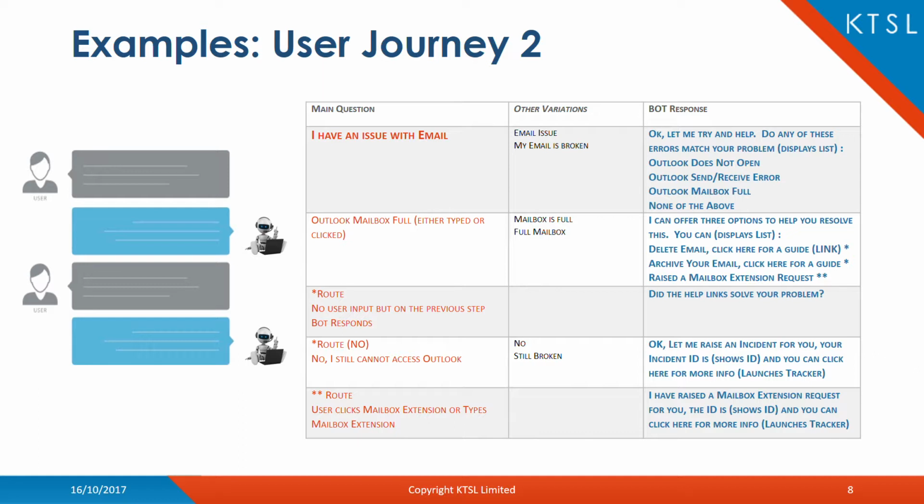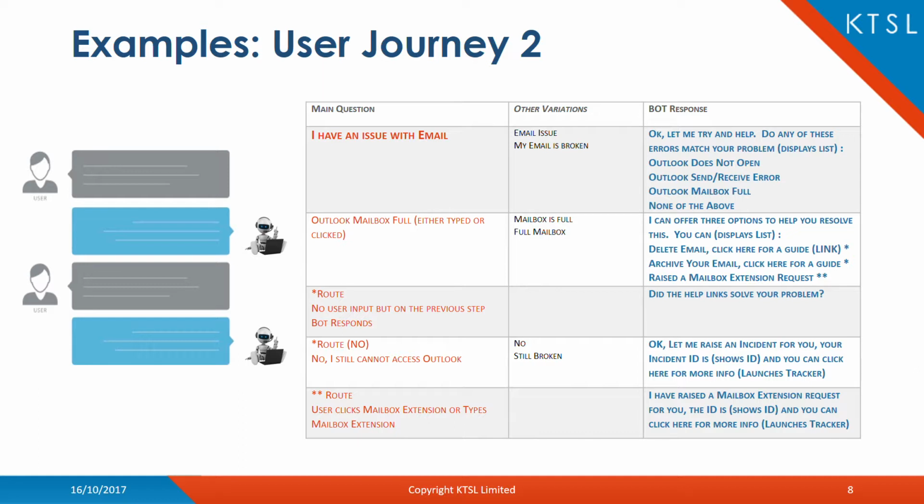The user can then select one of those options. So for example, he's going to select mailbox full. And then it's going to present 3 options to help them resolve it. Do you want to delete email? Click here for a guide. Do you want to archive your email? Click here for a guide. Or do you want me to raise a mailbox extension request for you? Again, if the user clicks the mailbox extension request, it will automatically raise that request and show them the ID.